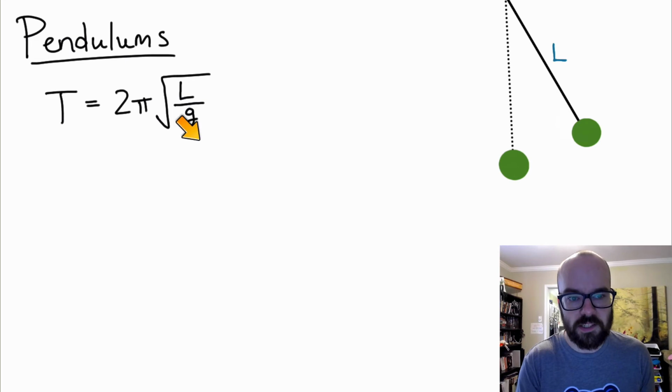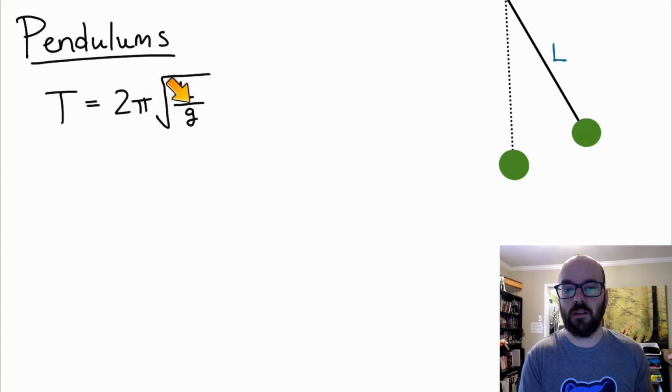Now, one thing that's really interesting here is, look what's not in here: mass. So it doesn't matter what mass you have on your pendulum, you're going to have the same period. What does matter is the string length and the gravitational field strength, like what planet you're on.